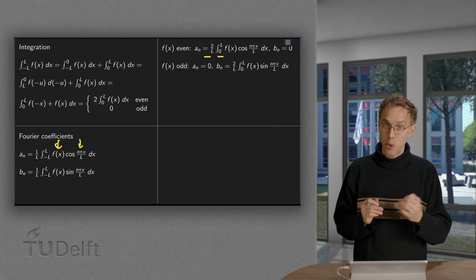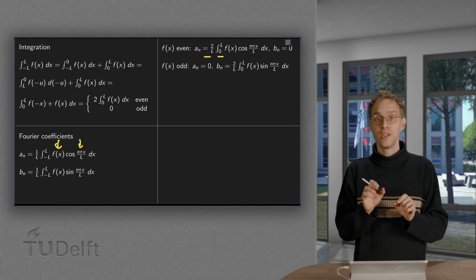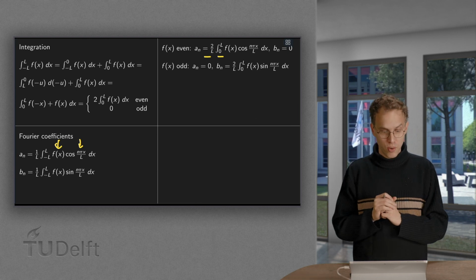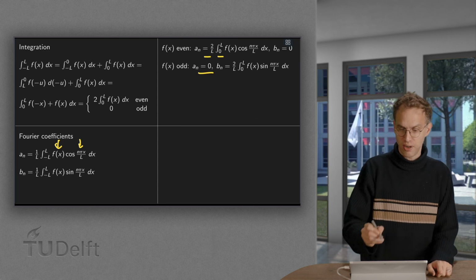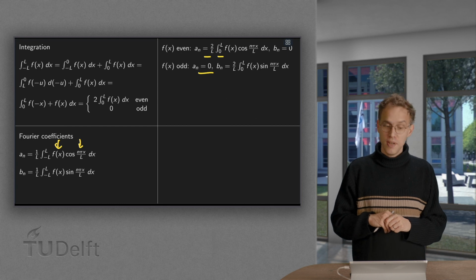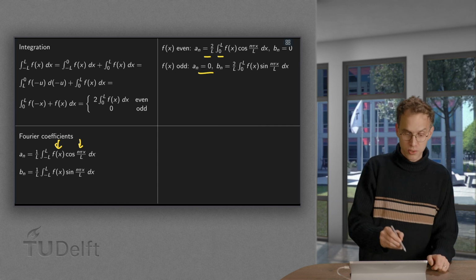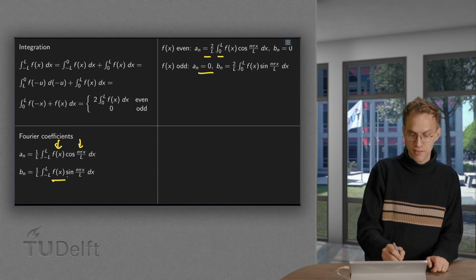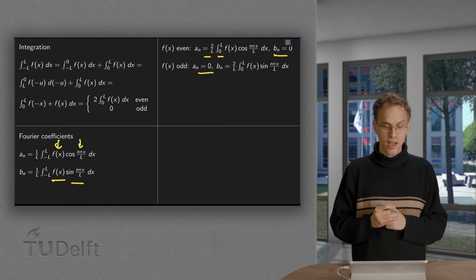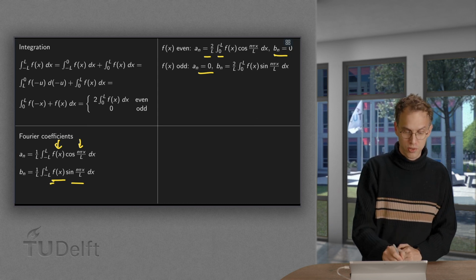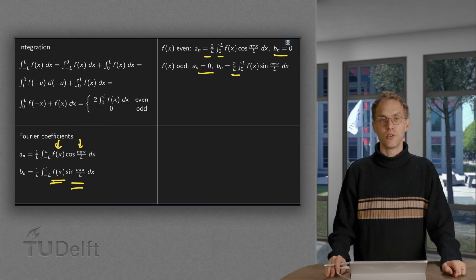However, if f of x is odd, then odd times even from the cosines gives us an odd function. The integral from minus L to L of an odd function is 0, so then the an's are 0. Now let's take a look at the bn's. If f of x is even and the sines are odd, then even times odd gives us an odd function, so then the integral becomes 0. And if f of x is odd, then we get odd times odd is an even function, and the integral becomes twice the original integral.